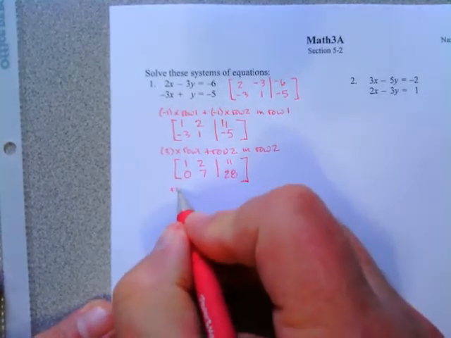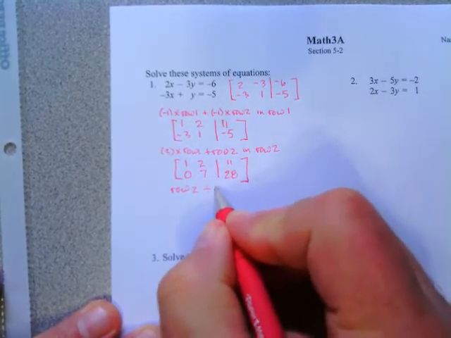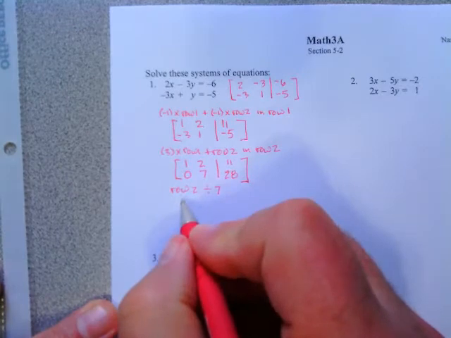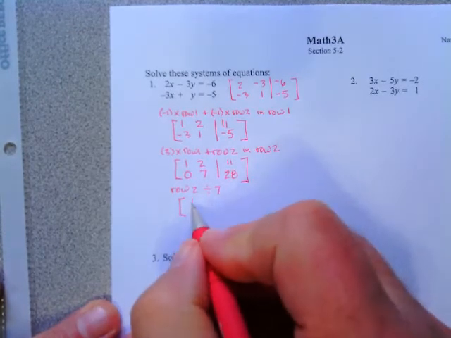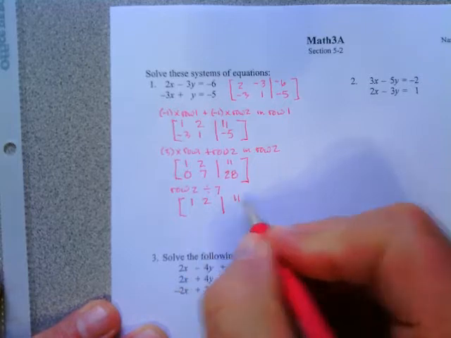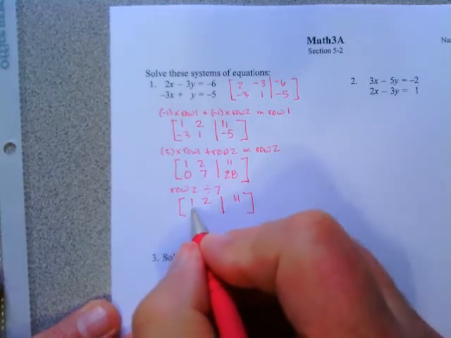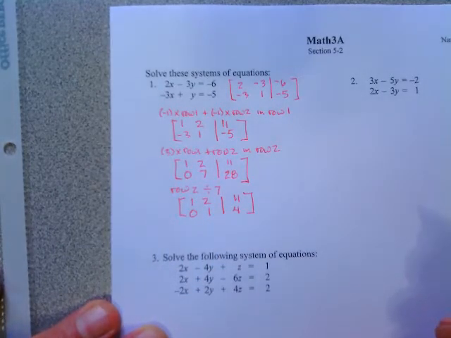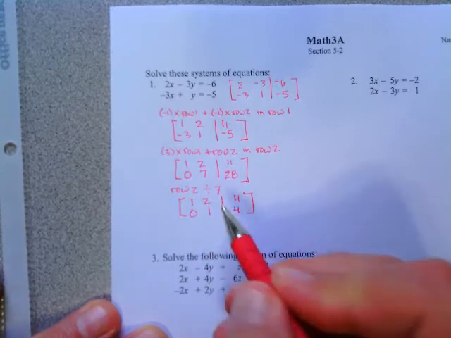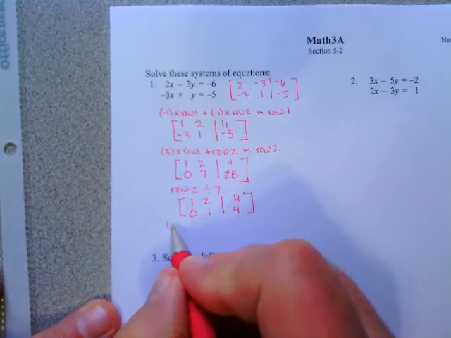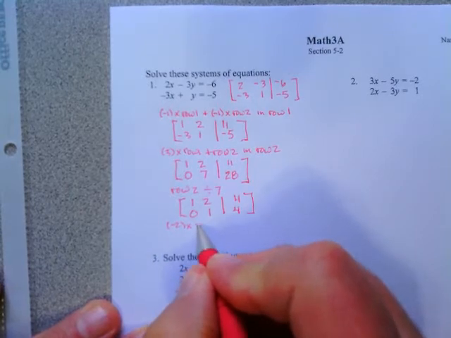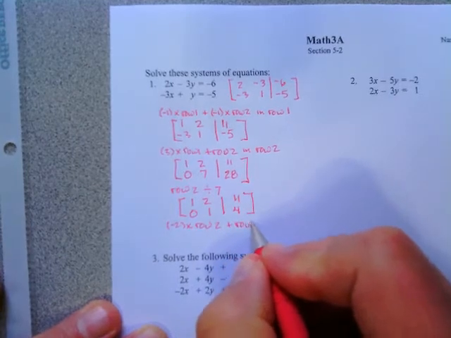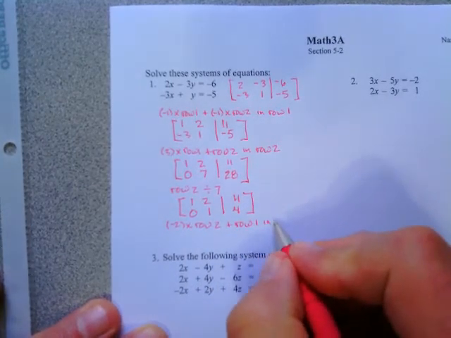So now we're going to take row 2 and divide by 7, and that'll give me a 1 right there, because remember, we want 1s along the diagonal. All I'm doing is changing row 2, so row 1 doesn't change. Divide by 7, 0, 1, and 4 is what I have now. And now the last part is I want to get a 0 up there, so I'm going to take negative 2 times row 2 plus row 1, and then put that in row 1.